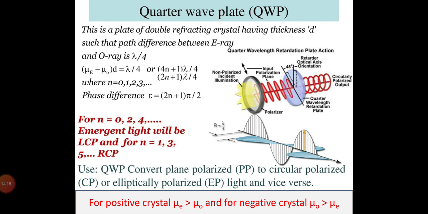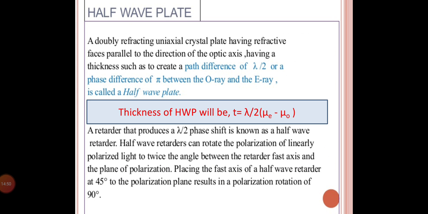Now if we put the values here, I can write for a positive crystal (mu e minus mu o) d equals lambda by 4. From here I can get the value of d, the thickness of the plate, in order to produce the path difference of lambda by 4. So what are the uses of a quarter wave plate? A quarter wave plate can convert plane polarized light to circular polarized or elliptical polarized light, and vice versa. So this was the quarter wave plate.